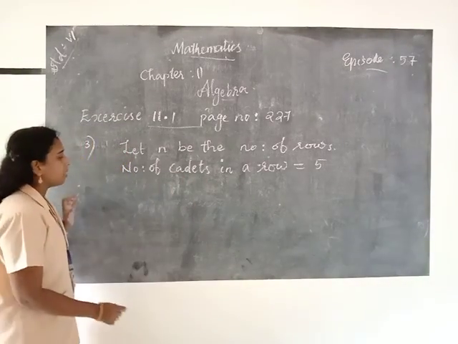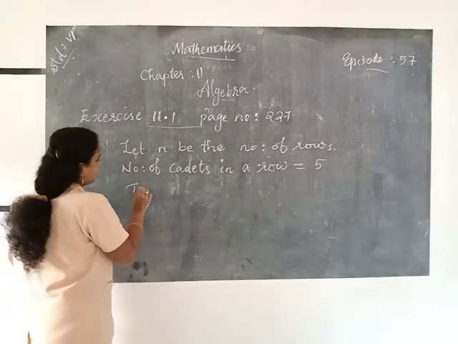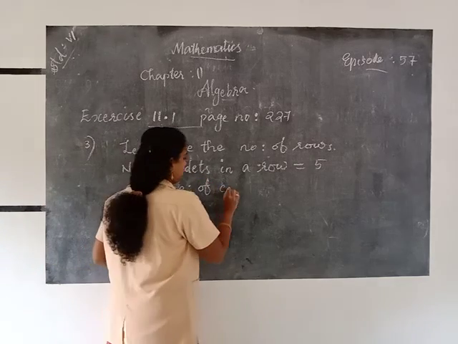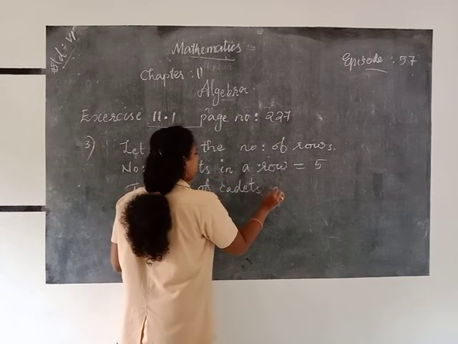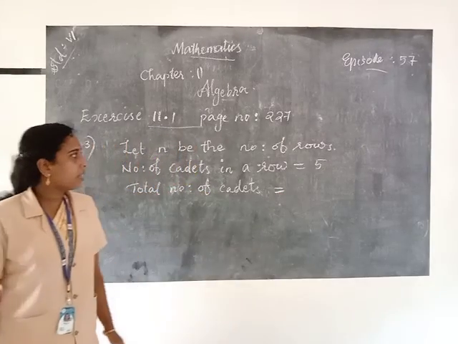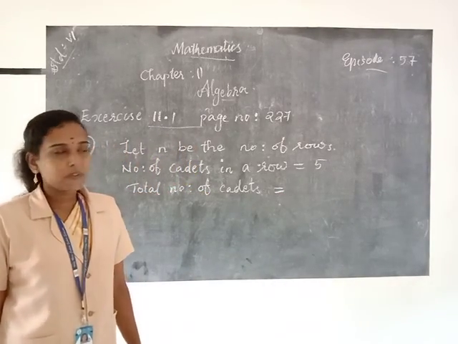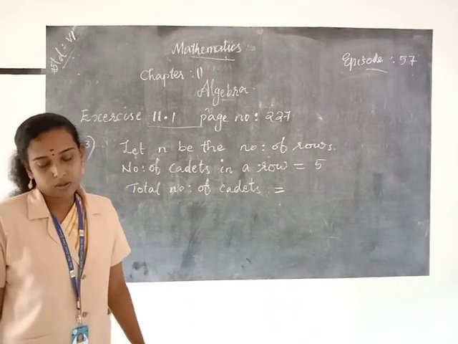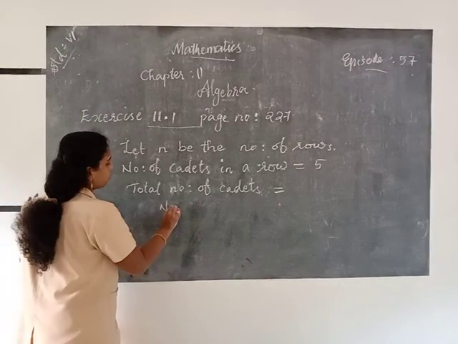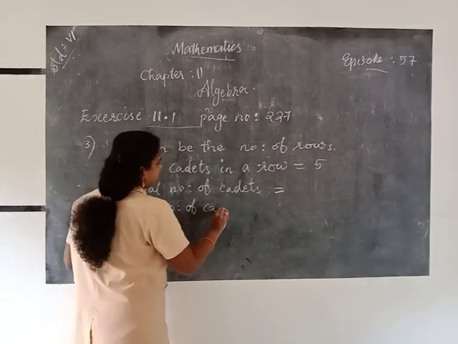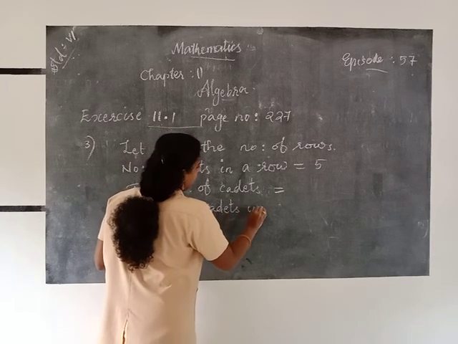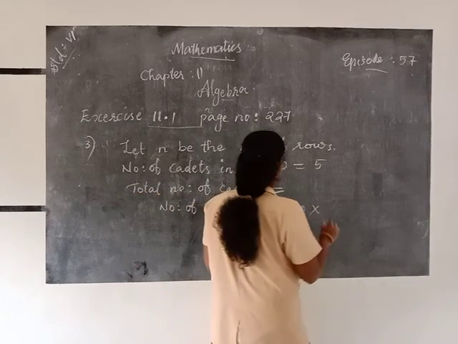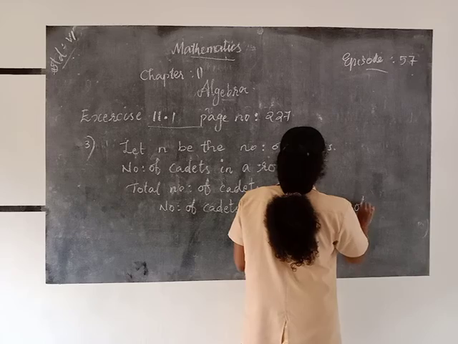So the next step is we want to find the rule for the total number of cadets. Total number of cadets is equal to, how to find the total number of cadets? Total number of cadets is equal to number of cadets in a row into number of rows. So the equation is number of cadets in a row into number of rows.